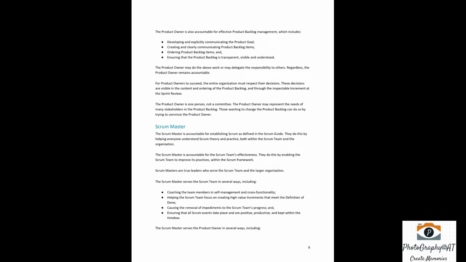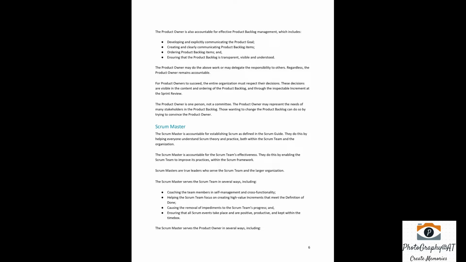Scrum Master. The Scrum Master is accountable for establishing Scrum as defined in the Scrum Guide. They do this by helping everyone understand Scrum theory and practice, both within the Scrum team and the organization. The Scrum Master is accountable for the Scrum team's effectiveness. They do this by enabling the Scrum team to improve its practices, within the Scrum framework. Scrum Masters are true leaders who serve the Scrum team and the larger organization.